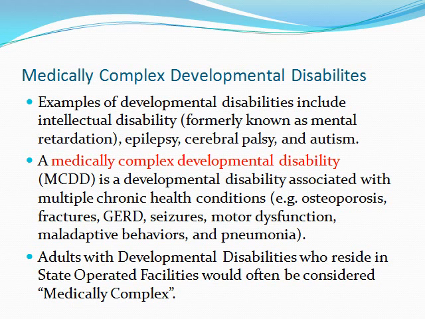What do we mean by developmental disabilities? Developmental disabilities refer to various congenital conditions such as intellectual disability, epilepsy, cerebral palsy, and autism. A medically complex developmental disability refers to a developmental disability that is associated with multiple chronic health conditions. For example, osteoporosis, fractures, GERD, seizures, motor dysfunction, maladaptive behaviors, and pneumonia. Adults with developmental disabilities who reside in state-operated facilities would often be considered medically complex.